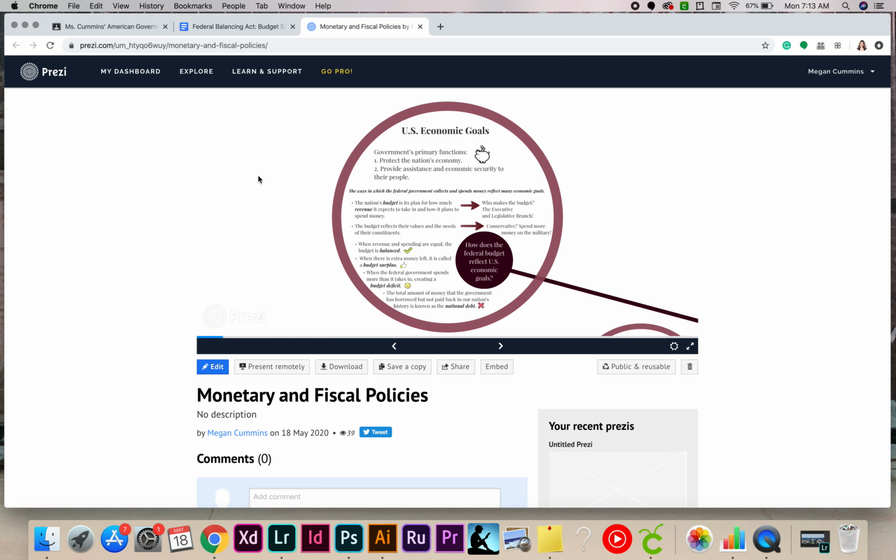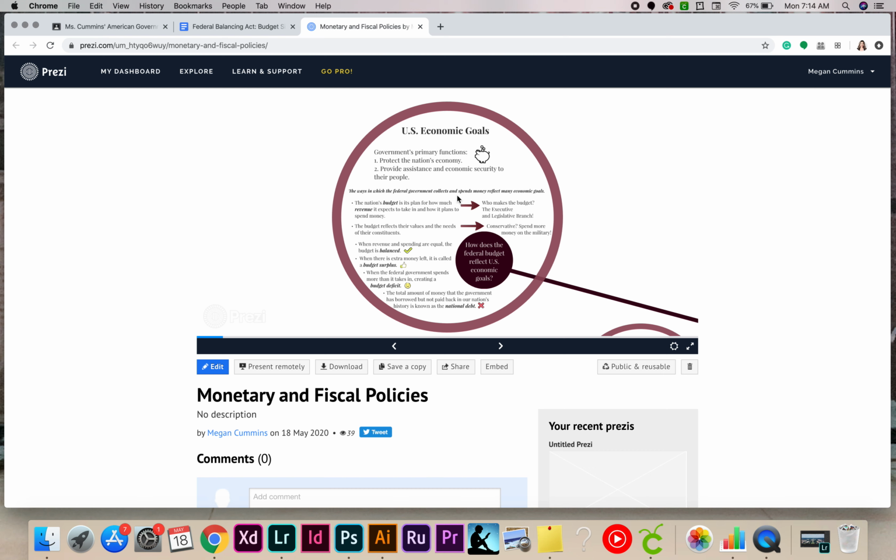So what is our budget? Where do we get our money from? And what does this look like? Well, basically, we have a budget for how we spend our money every year. And this is the reason why we have a government. The government's primary goal is to make sure that we have a functioning economy, and that our people have the economic security they need to pursue life, liberty, and happiness.